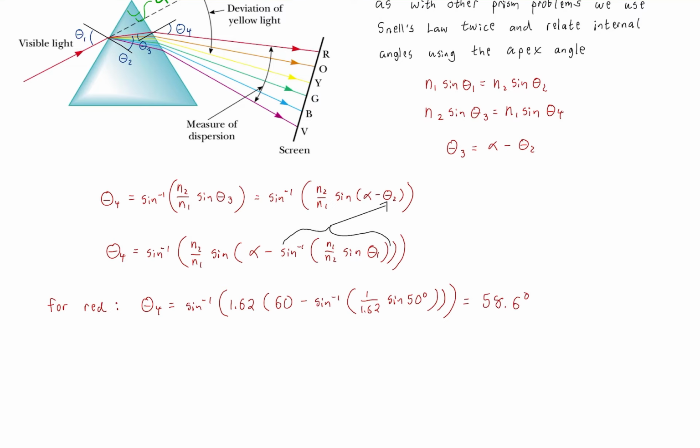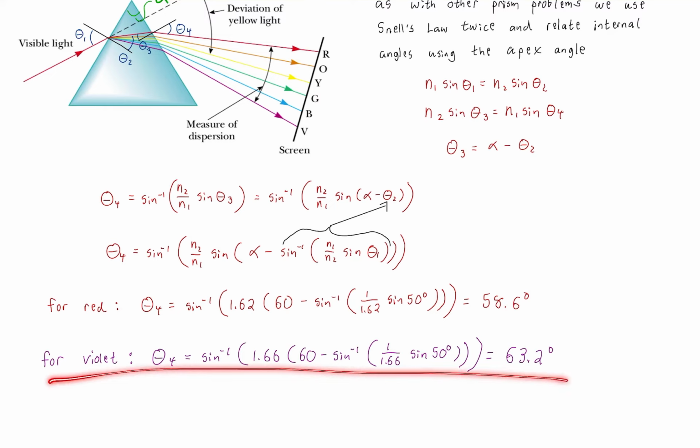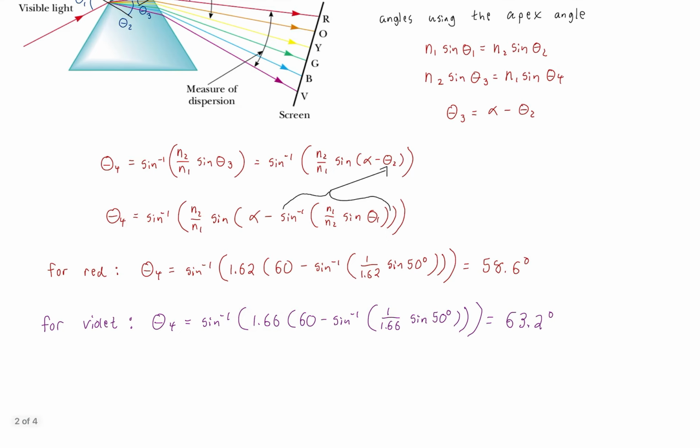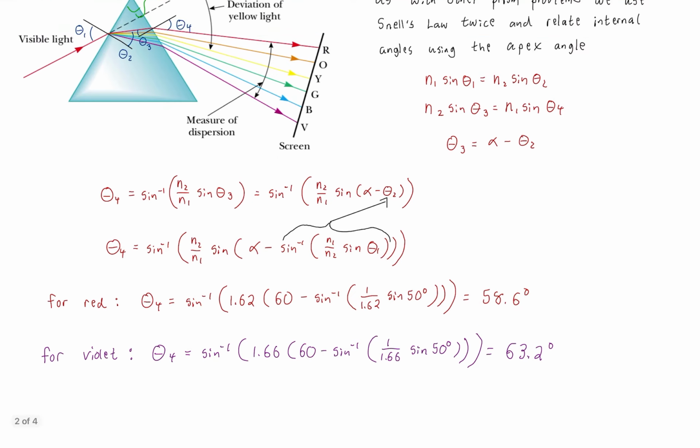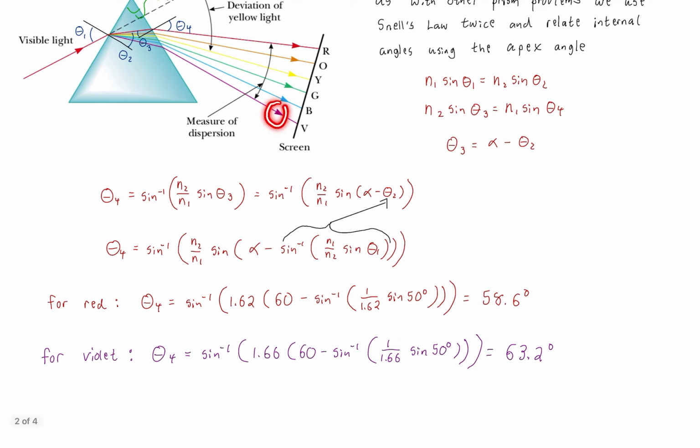Now let's do the same thing for violet. This is my violet color here. Just slightly different numbers. Obviously, all I've done here is replace the 1.62 with 1.66. Well, sure enough, we got 63.2 degrees for the violet and 58.6 for the red. Totally what we'd expect because the violet should bend more than the red. The angle for the violet should certainly be larger. That definitely tells us that we didn't make an obvious mistake.